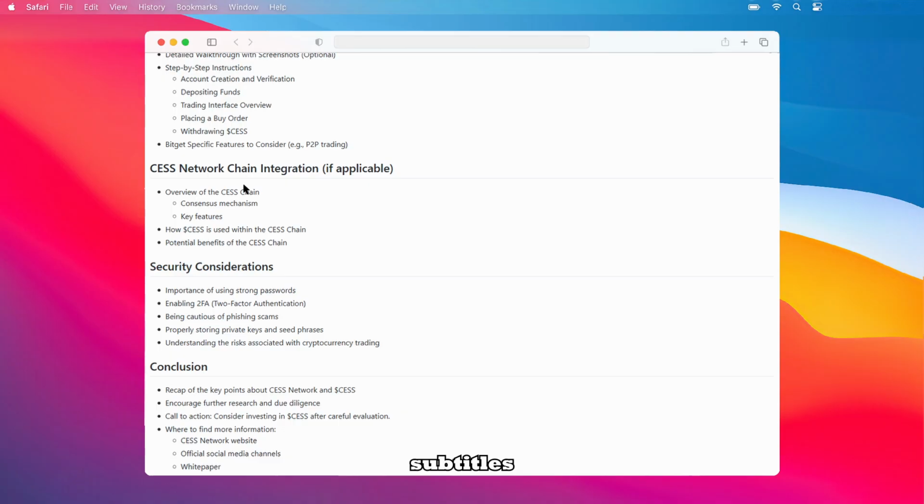Recap: we've covered the basics of CESS Network, the utility of the $CESS token, and where and how you can potentially buy it. We encourage you to conduct further research and due diligence before making any investment decisions. You can find more information on the CESS Network website, their official social media channels, and in their white paper.